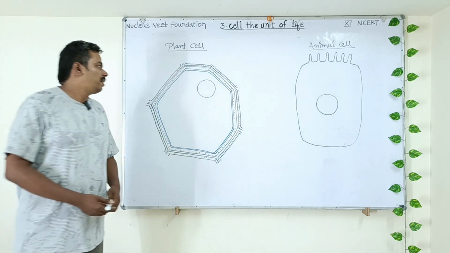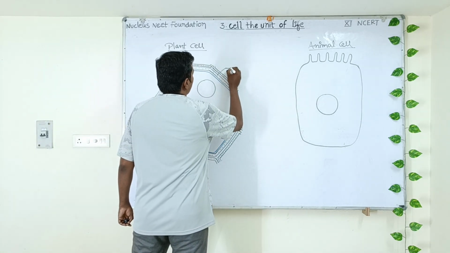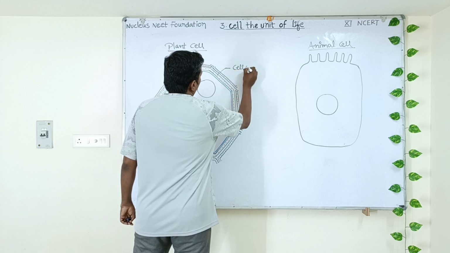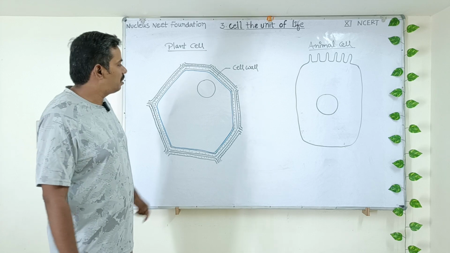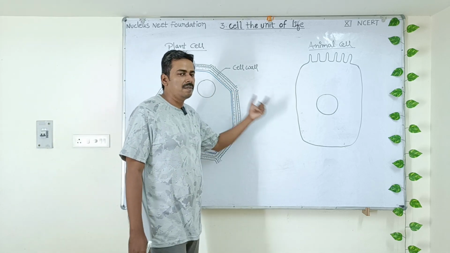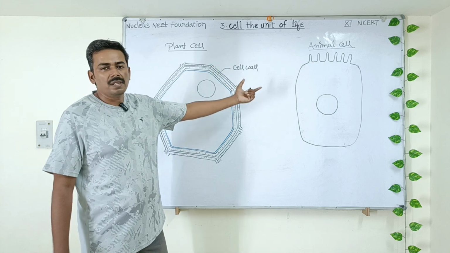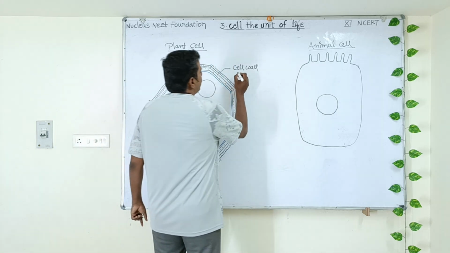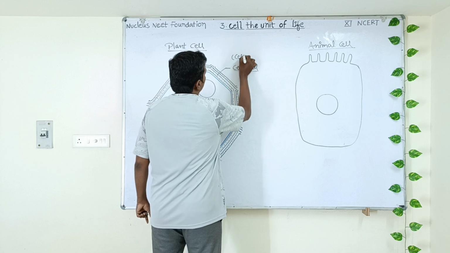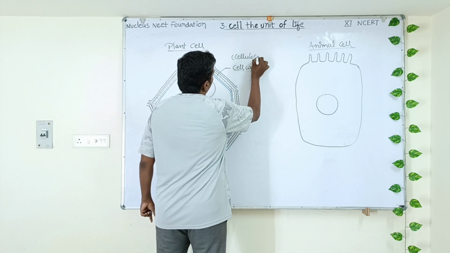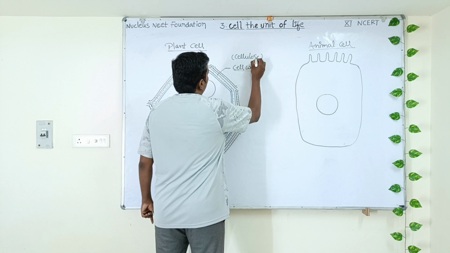So in the plant cell, you can see there is a cell wall. Whereas in animal cell, there is no cell wall. This is the main fundamental difference between a plant cell and animal cell. In a plant cell, there is a cell wall, but in animal cell, there is no cell wall. What is the material present in the cell wall of plant? Cellulose. Cellulose cell wall is present in the plant cells.